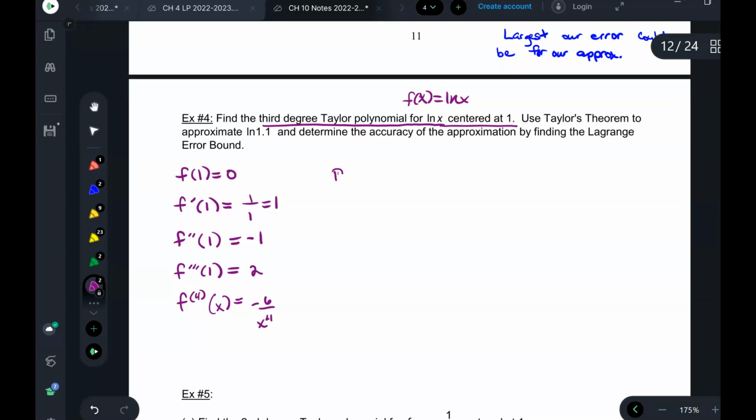Okay, so let's do the Taylor polynomial first. Okay, so starting off with 0, and then plus 1 times x minus 1, minus 1 times x minus 1 squared over 2 factorial, plus 2 times x minus 1 to the third over 3 factorial.